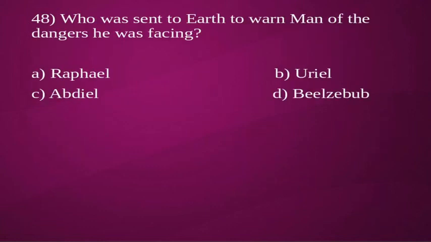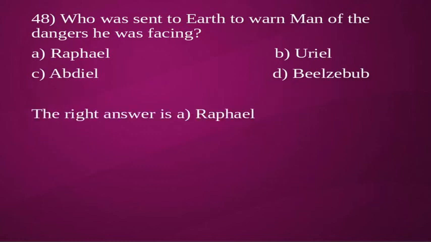Question number 48 is, who was sent to earth to warn man of the dangers he was facing? Option A, Raphael. Option B, Uriel. Option C, Abdiel. And option D, Beelzebub. The right answer is A, Raphael.